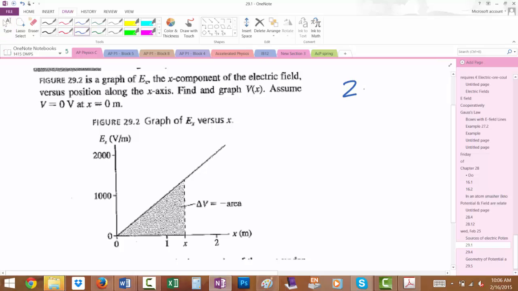29.2. Right. I helped you so much this morning, though. You did. All right. It says a graph of the electric field is shown. The x component of the electric field versus the position along the x-axis. Find and graph the voltage with respect to x. Go. This is not super tough, but I do want you to go through it.